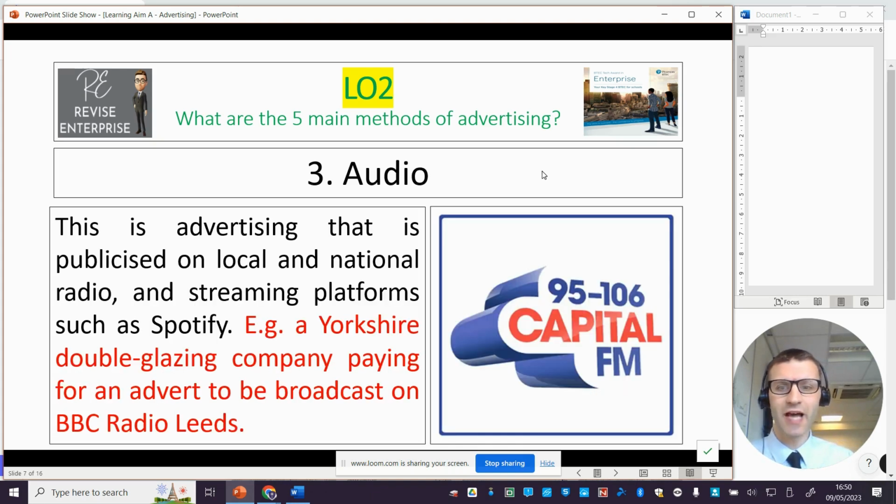The next method of advertising is audio. This is advertising that is publicized on local and national radio. Typically as well, it can be on streaming platforms like Spotify or Apple Music. An example, just to give you a bit of background here, is a Yorkshire double glazing company paying for an advert to be broadcast on BBC Radio Leeds. And of course, just like the other ones we just mentioned previously, in a minute we'll have to start thinking about not only the descriptions for each one, but maybe benefits associated with each one as well.